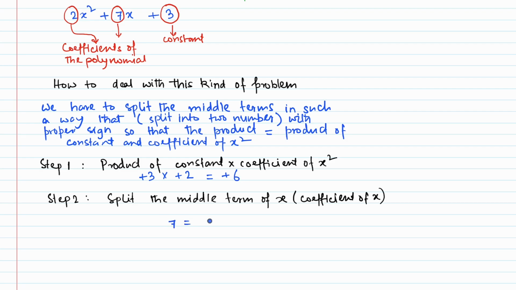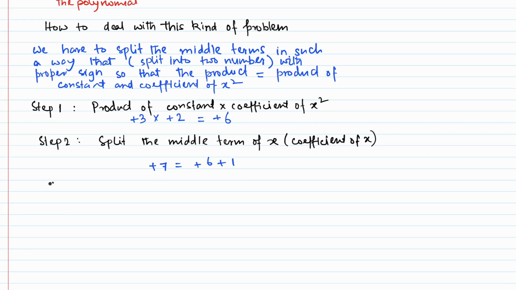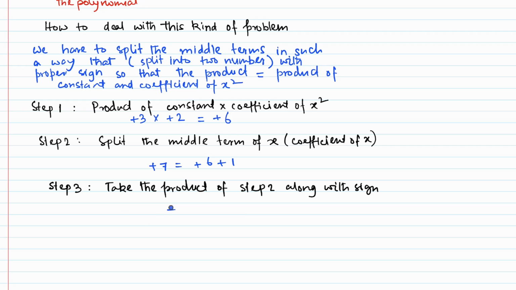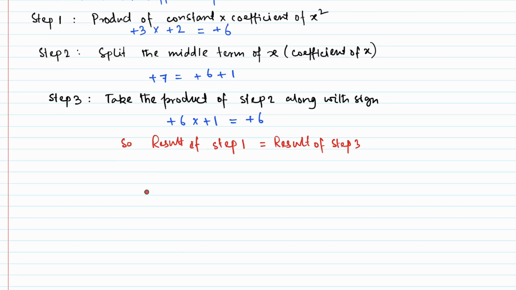Now step 2, split the middle term, that is the coefficient of x, plus 7, as plus 6 and plus 1. So we are able to express plus 7 as plus 6 plus 1. Now take the product of step 2. If I take the product of plus 6 and plus 1, it gives me plus 6. So the result of step 1 and the result of step 3 become equal. Hence we can factorize this polynomial.